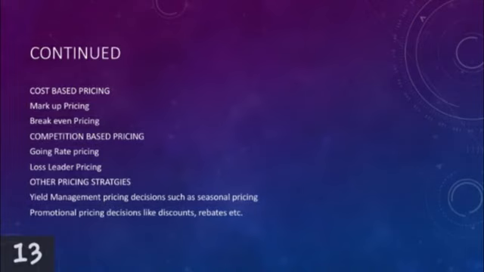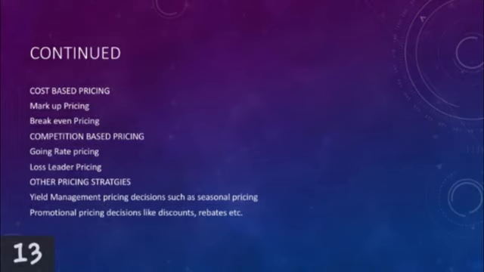Other pricing strategies which are relevant for services is yield management pricing decisions. Yield management pricing is adjusting the prices with demand so as to maximize the revenues. It is very common practice in tourism industry which has fluctuating or seasonal demand. It is commonly used by hotels and airline industry to maximize their revenues, and there are quite a number of softwares available for it, as the calculations involved in it are very complicated. So we use the software.